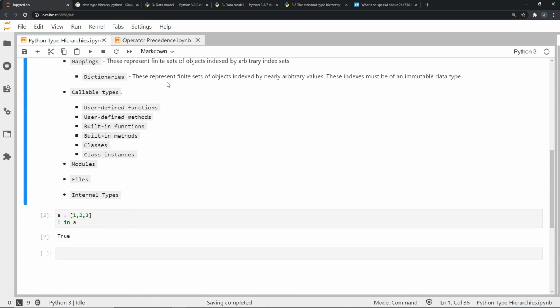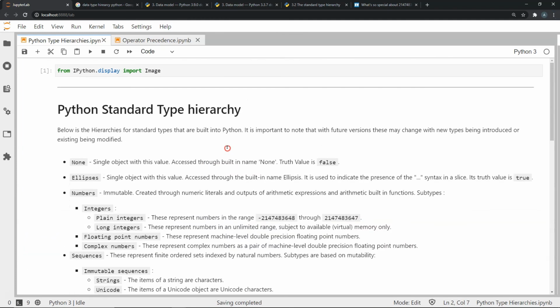Finally, there are internal types that are used by the Python interpreter. Again, this is something that does not concern us right now, but just know that the interpreter for Python uses these data types for its functioning. So this was a very brief introduction to the Python type hierarchy.